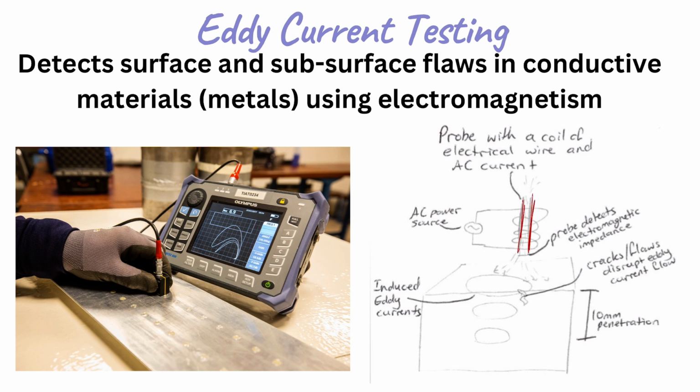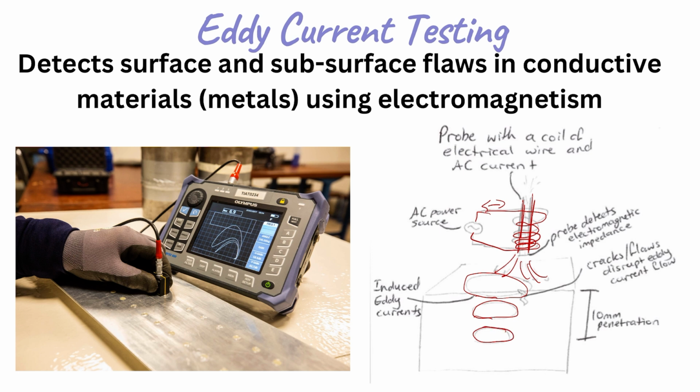So here's your probe, and then you've got an AC power source which is providing an oscillating amount of power through here. So it's oscillating in direction, so it's going this way and that way, and that creates like this current that flows out into the material. And when it flows into that material, it induces eddy currents. So this can be seen in these rings here.